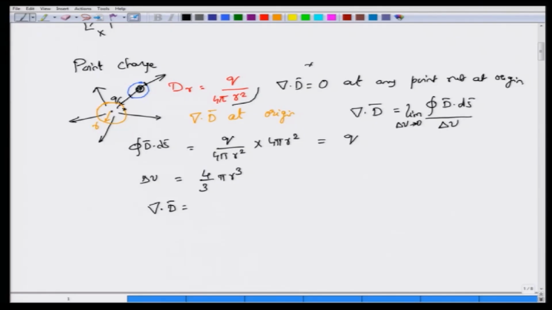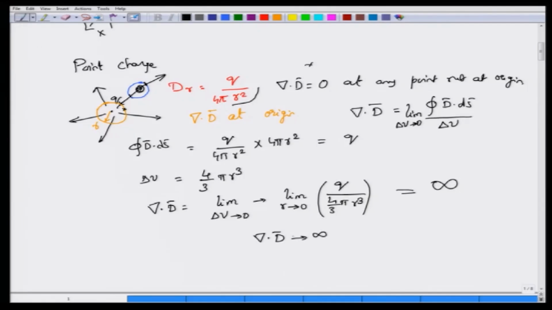Now, to obtain the divergence at a point at origin, I am going to let the volume element go to 0, which is equivalent of letting r go to 0. If I do that, then numerator is constant q, denominator has some 4 by 3 pi r cube, and as r tends to 0, what happens to this quantity in brackets? This quantity just shoots up to infinity. So, the conclusion is that del dot D goes to infinity.